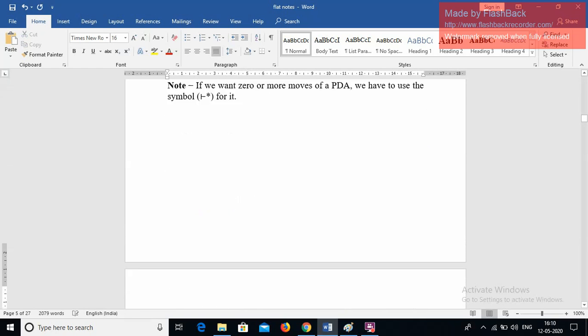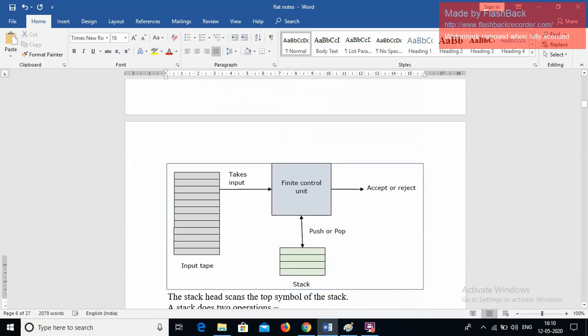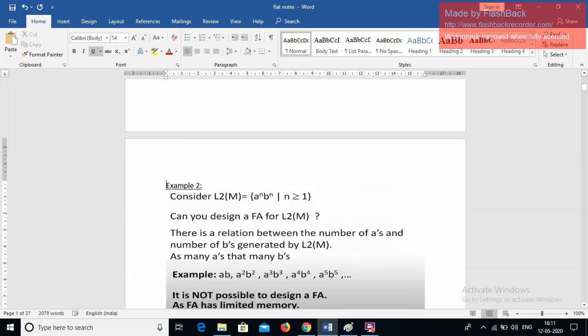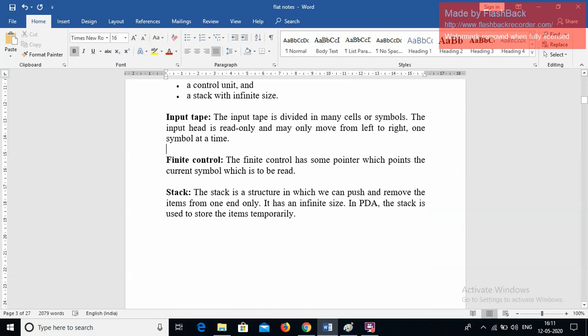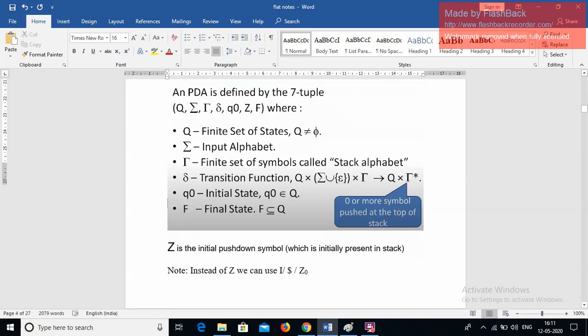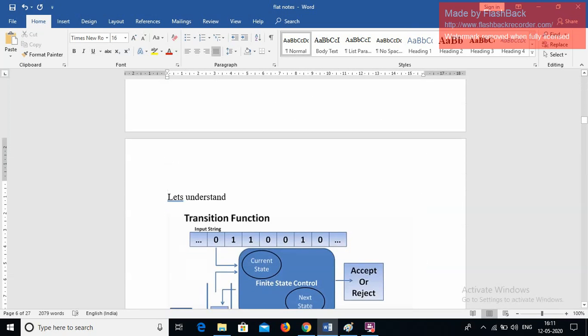This is about PDA and definitions: informal definitions, components of the PDA, the formal definition of PDA, and terminologies related to PDA.